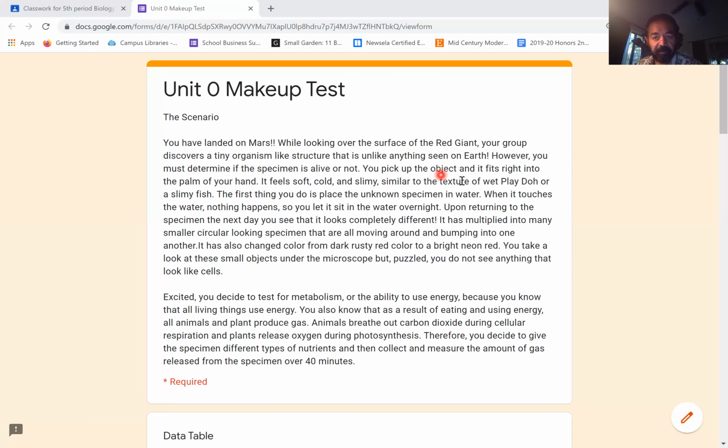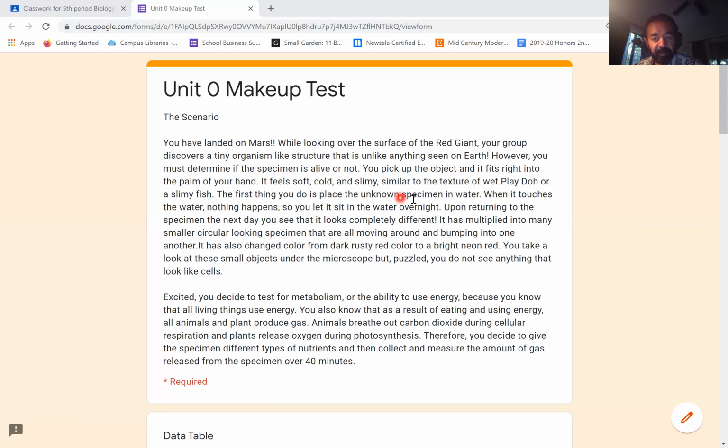So you pick up the object and it fits right into the palm of your hand. So it's tiny. It feels soft, cold, and slimy, similar to the texture of wet Play-Doh or a slimy fish. Okay, so far you don't have that many clues as to whether it's alive or not because it's slimy. You can find slimy rocks. It's cold, so it's not warm like a mammal would be because you're doing homeostasis. You're providing a stable internal temperature, so it's not warm. So that's not a clue whether it's alive or not, right?